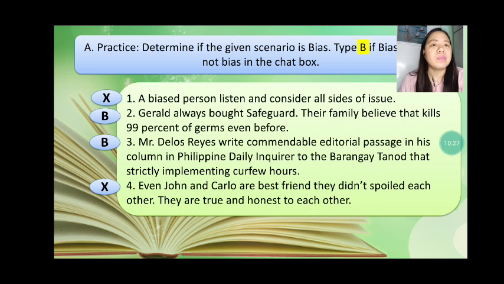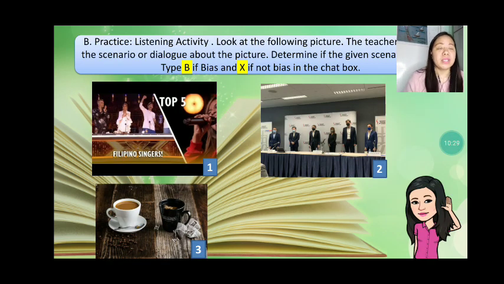Okay, so let's proceed. I have in here also some examples. For example, in number 1, is there a bias if the contestant won because the father is one of the judges? Is there a bias happening here? If you answer bias, then that's correct.